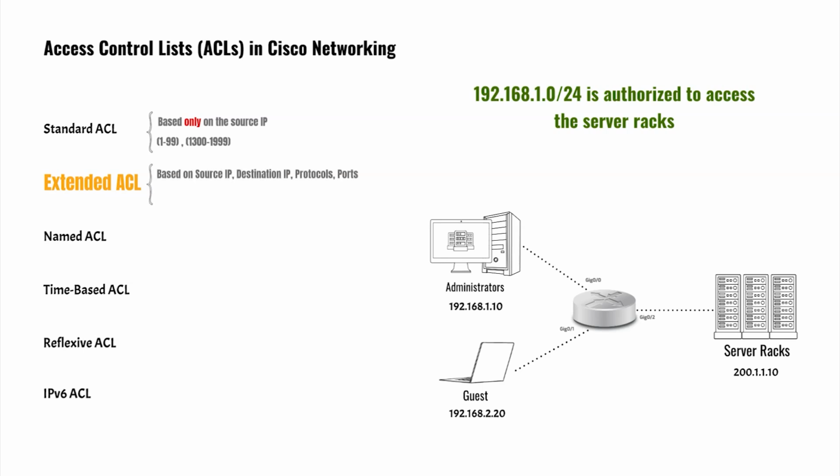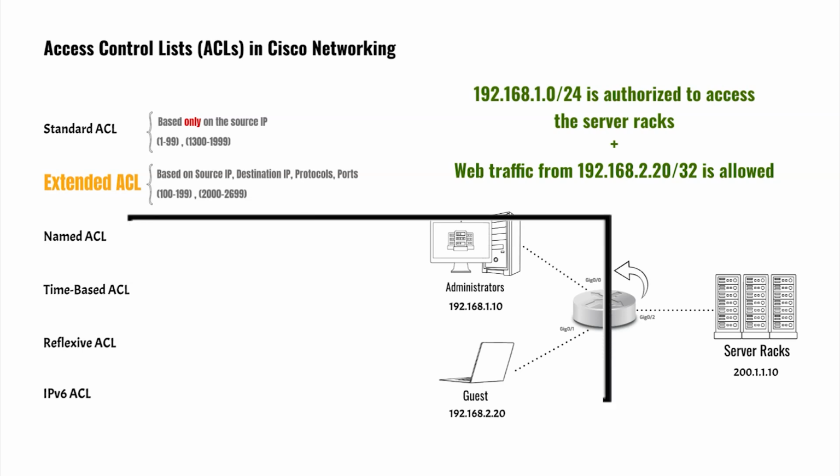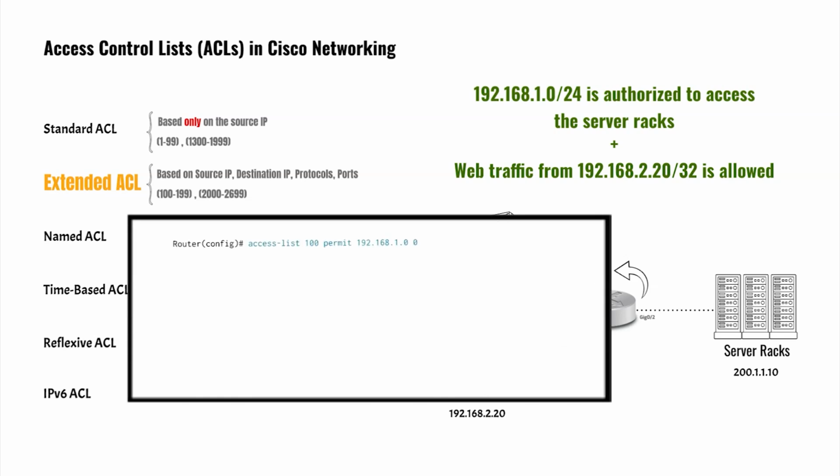Next, we discuss extended access control lists, which provide more precise filtering by evaluating both source and destination addresses along with specific protocols and ports. They use numbers between 100 to 199 and 2000 to 2699. Suppose, in the previous scenario, web traffic from 192.168.2.20 also needs to be allowed. Since traffic for a specific protocol must be permitted, an extended access control list is used to meet this requirement.